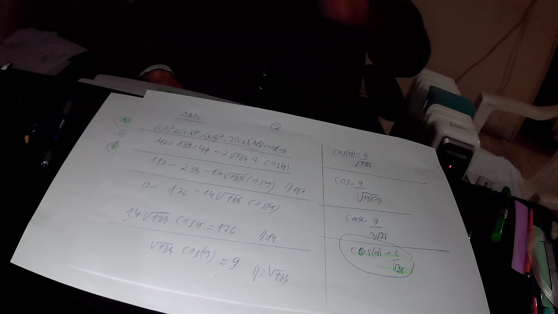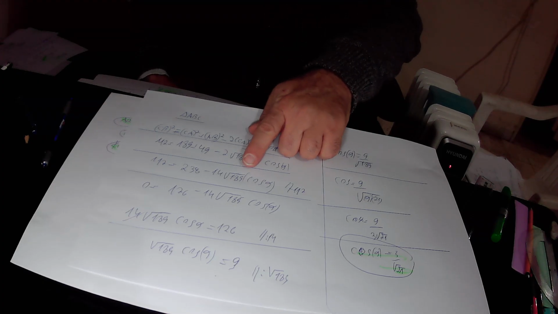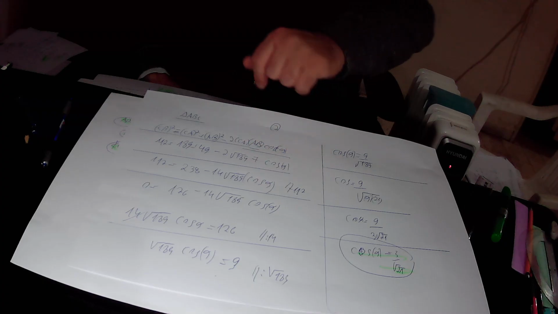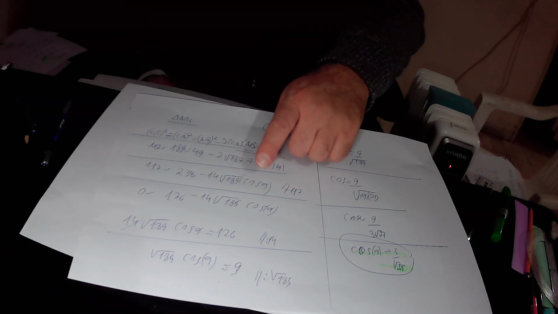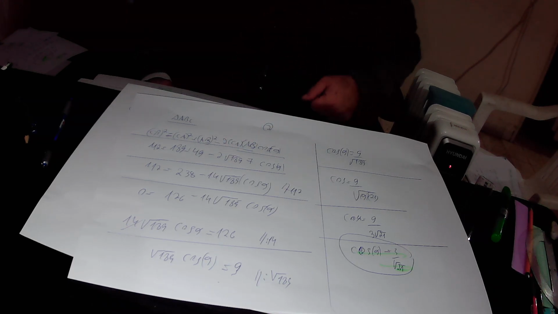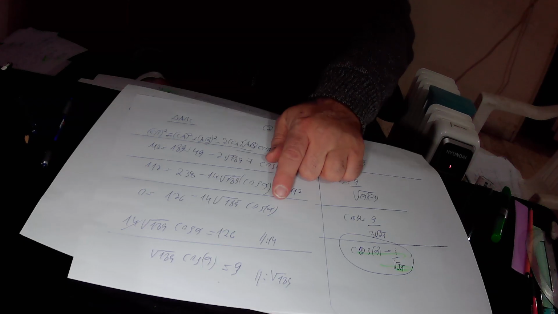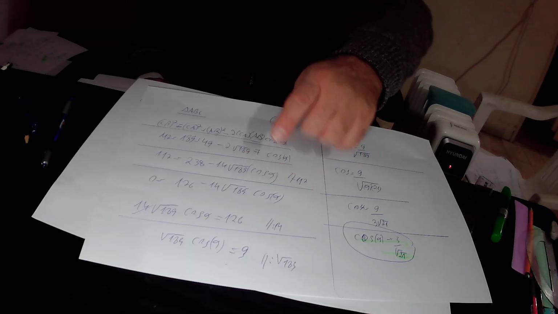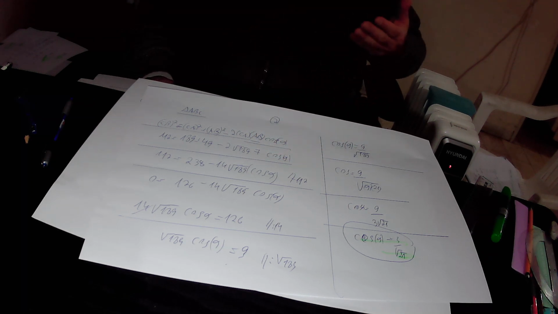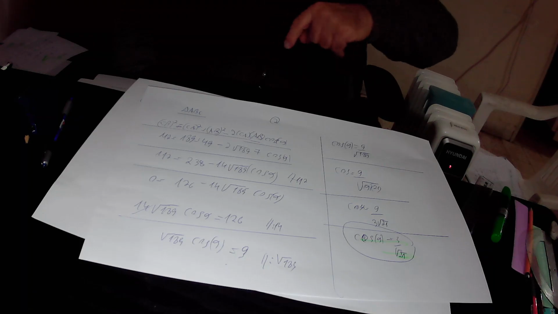So here we added 14 times the square root of 189 cosine alpha to this equation. We found out that 126 equals 14 times the square root of 189 times cosine alpha. Here we divided this equation by 14. We found out that the square root of 189 times cosine alpha equals 126 over 14, which is 9. So the square root of 189 cosine alpha equals 9. Here we divided this equation by the square root of 189.